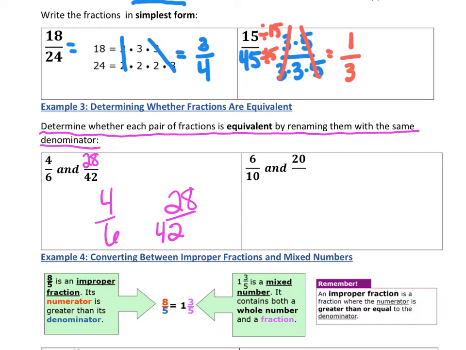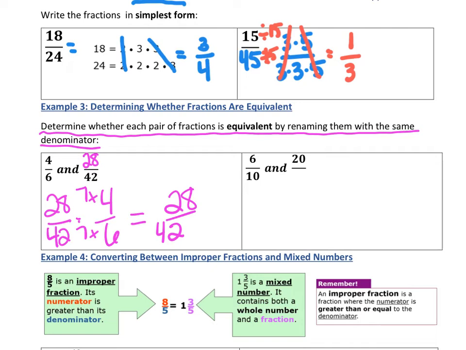We need a common denominator for 6 and 42. Well, 6, if I multiply that by 7, gives me 42. So I need to do the same thing to the numerator. 4 times 7 will give me 28. 4/6 is equal to 28/42nds, so I know my two fractions are equivalent.